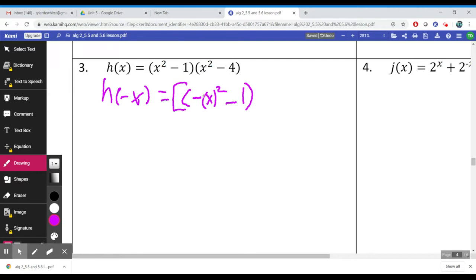Oh, just realized I made a slight mistake here. Let me get rid of this extra parenthesis. We don't want that one in there. There we go. That should be a 1. Times negative x squared minus 4.